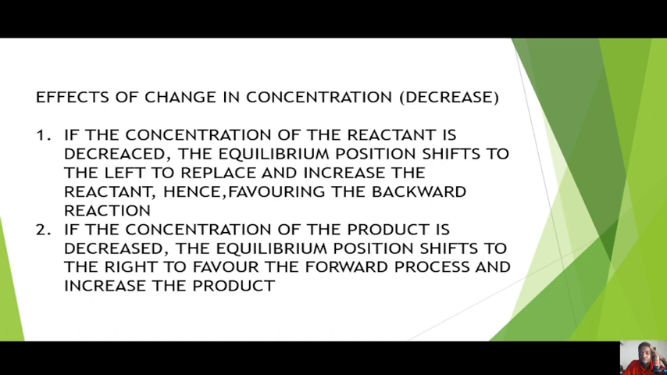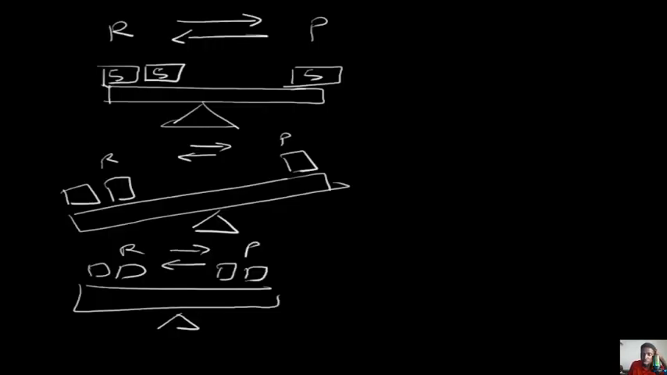Okay, so let's continue. Now, if the change in concentration is now a decrease, let's see what happens. If the concentration of the reactant is now decreased, the equilibrium position shifts to the left to replace and increase the reactant, hence favoring the backward reaction. Let's see what this actually means. I'll have to take this out once more so that I would use our illustration. Where is our screen? Our screen is with us now. Okay, so let's kind of take this whole thing out. So once we take that out, we now look at this.